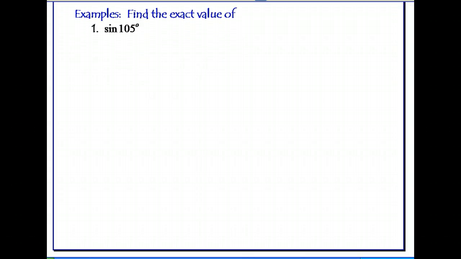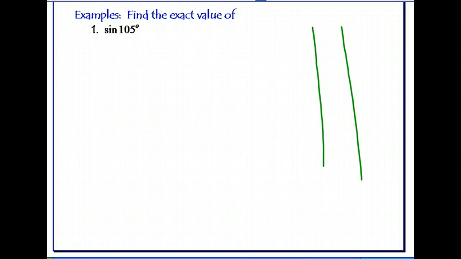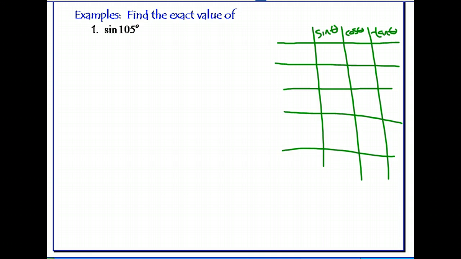Okay, let's try this. Let's try the sine of 105. And again, you immediately think of your chart. And we'll write this one more time. And after that, I'm going to assume that you just have this memorized. In class today, you guys already had it memorized. So you may not even need to write it out. So we've got our key angles. These are in degrees. Sine, remember, is an increasing function.